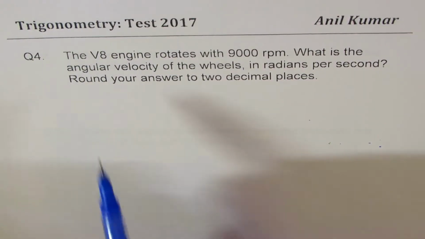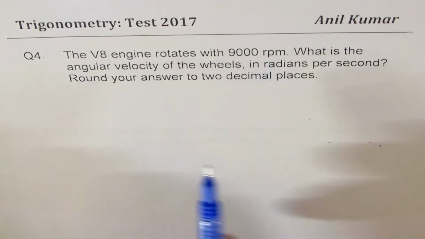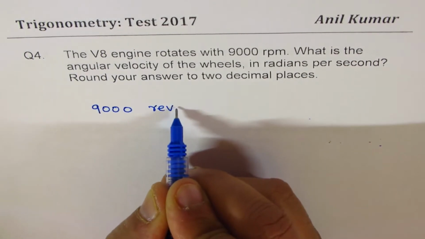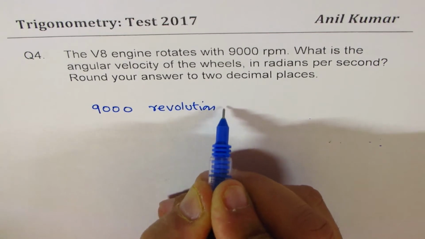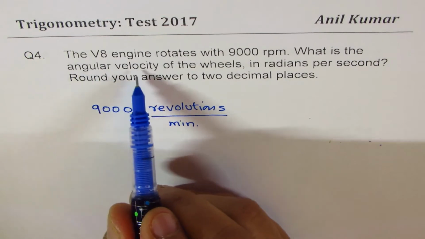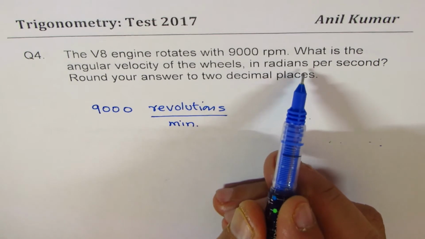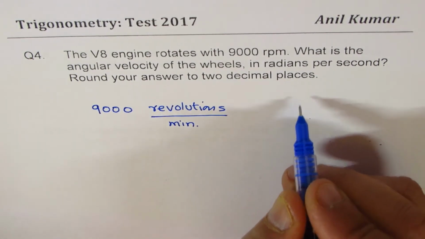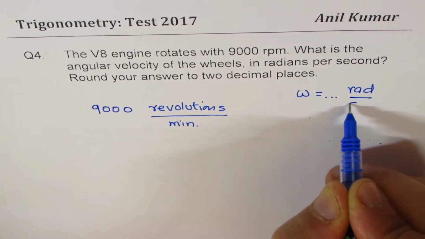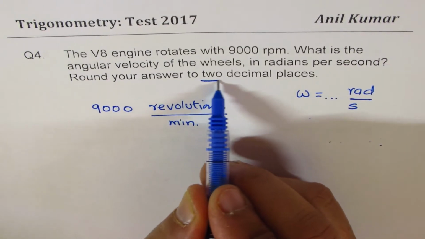Question number 4 is, the V8 engine rotates with 9,000 revolutions per minute. So we are given this number as 9,000 revolutions per minute. What is the angular velocity of the wheel? So we want to find the angular velocity of the wheel, omega, in radians per second. So basically we have to convert this unit, right? And round your answer to 2 decimal places, correct?